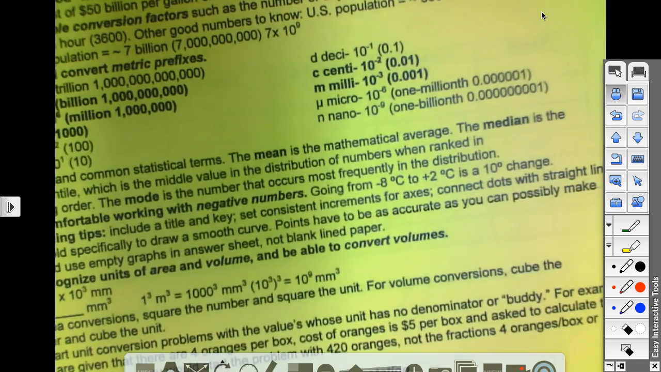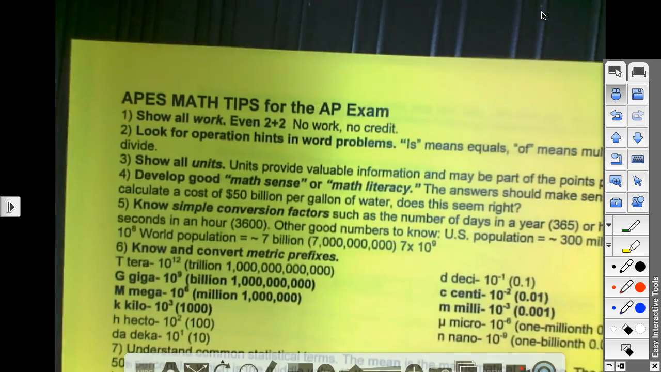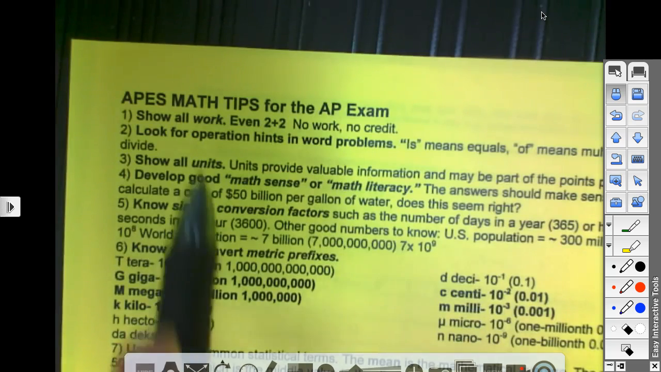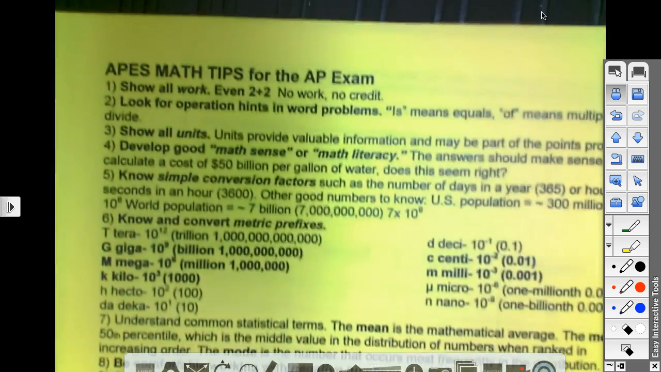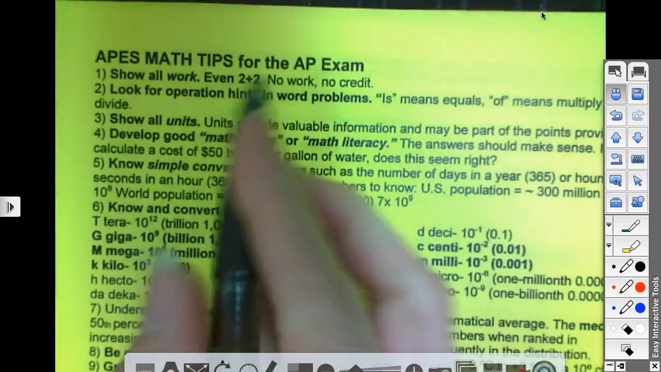So if we look at the math tip sheet that I gave you, the most important thing is you have to show all your work. When me and the other readers grade your papers, we can't give you credit unless you show how you got to your answer. So show your formulas, and you won't have a calculator, so don't hide your scratch work like you're embarrassed of it. Just show it so we can see it.